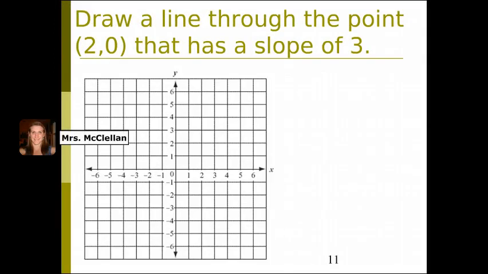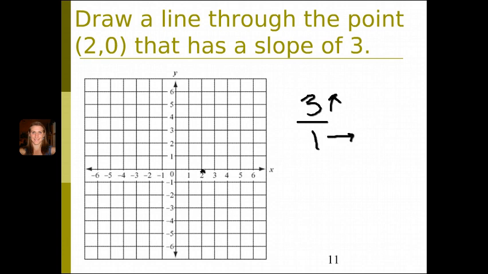We are now going to plot the point of 2, 0 and use the slope of 3 to draw a line on this graph. The first thing you need to do is go over 2 from the origin and up 0 and put a dot. With a slope of 3, we always put whole numbers over 1. So the top number is our rise, the bottom number is our run.